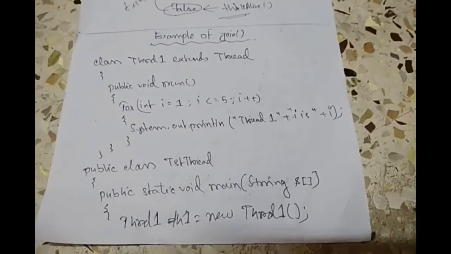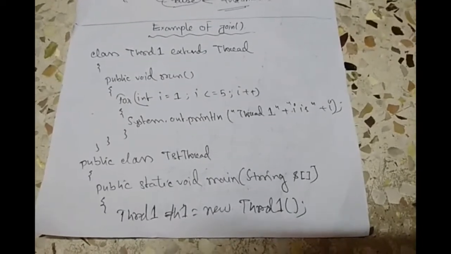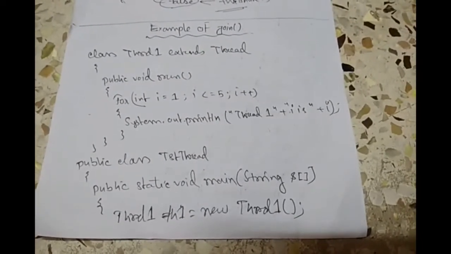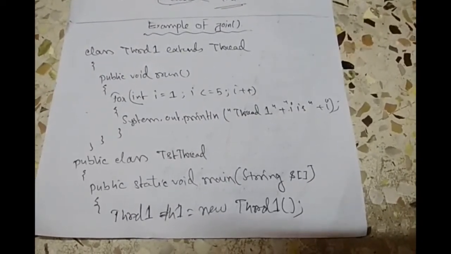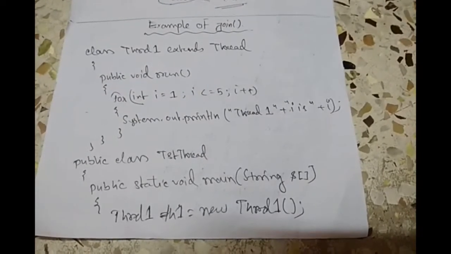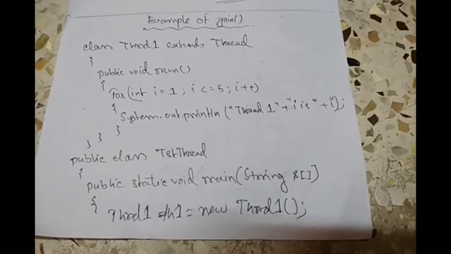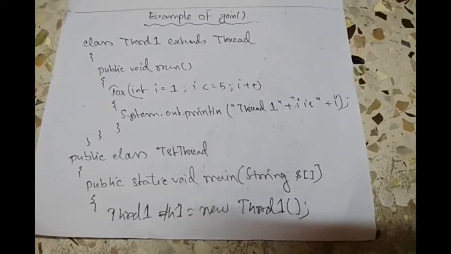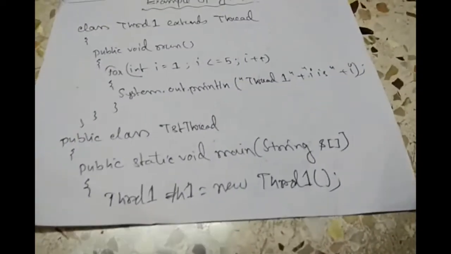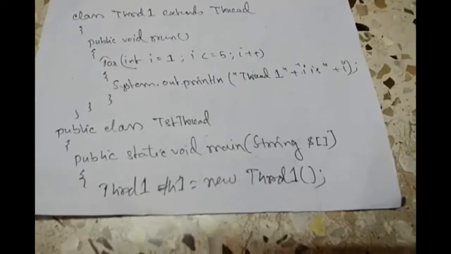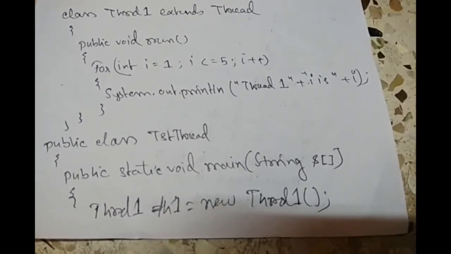Now, to understand how the join method works, we are taking a simple example of creating a thread. We create th1, which extends the Thread class, and we write a for loop as in the previous example, where i starts from 1 and ends at 5. We are creating a thread 1 object, that is th1, inside public static void main in the public class TxtThread.